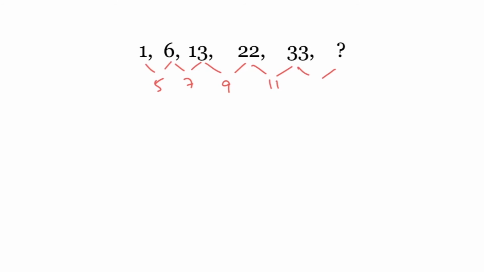What is the possible difference for the next term? 5, 7, 9, 11. Then the possible difference is 13. 33 plus 13 is 46. Answer is 46. Missing term is 46.